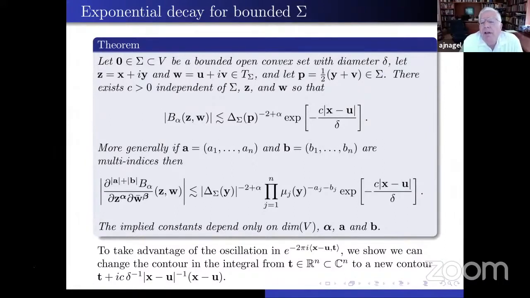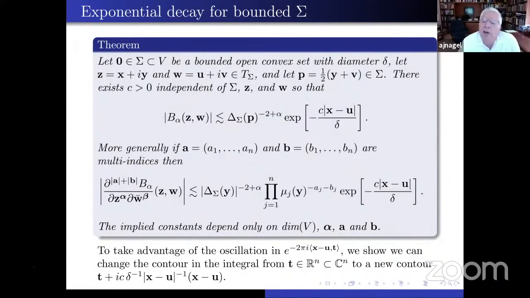But we did see that there is exponential decay in the case of the bounded set (minus 1, 1). And so the claim is that if we have a bounded set with, say, diameter delta, I can always translate so that I'm assuming that the origin belongs to sigma. Then I get the estimate that the Bergman kernel is bounded just as before, times this power of the minimal volume to the power minus 2 plus alpha. But now one has an exponential factor involving x minus u divided by the diameter.